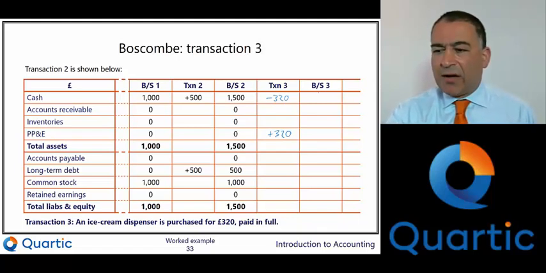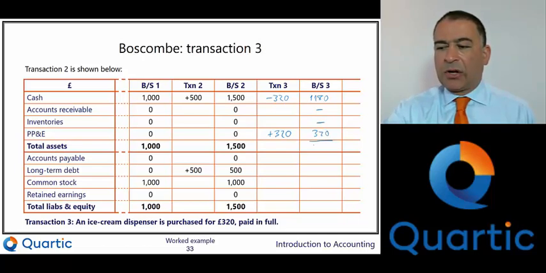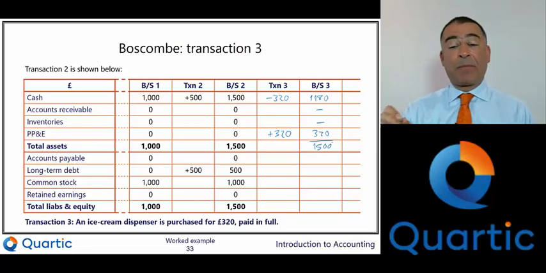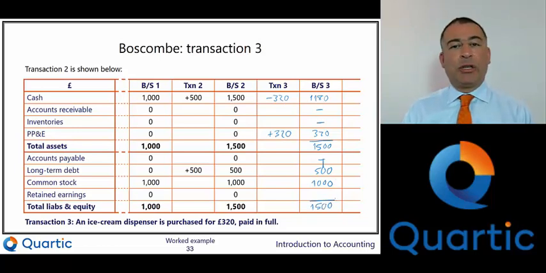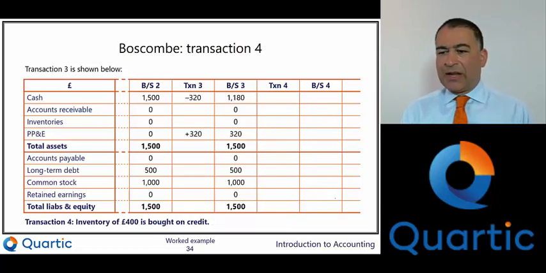Balance sheet to date now, 1,500 in the bank minus 320 is 1,180. No receivables, no inventory yet, 320 of PP&E. Total assets, 1,500. So in fact, that hasn't changed. On the liabilities and equity side, we've still got 500 debt, 1,000 common stock, and total 1,500. So there's our balance sheet, 1,500 assets, 1,500 liabilities and equity. You can see that now shown on the balance sheet under balance sheet 3.